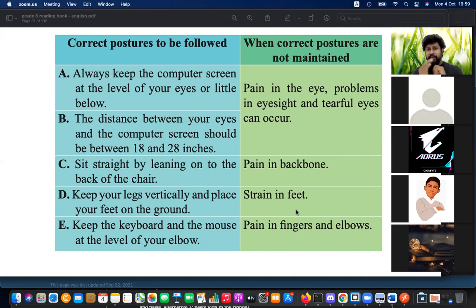Think about that. If you are getting these things, please let your parents know. They will help solve these problems, right? Because they can help you and guide you to the health practices.